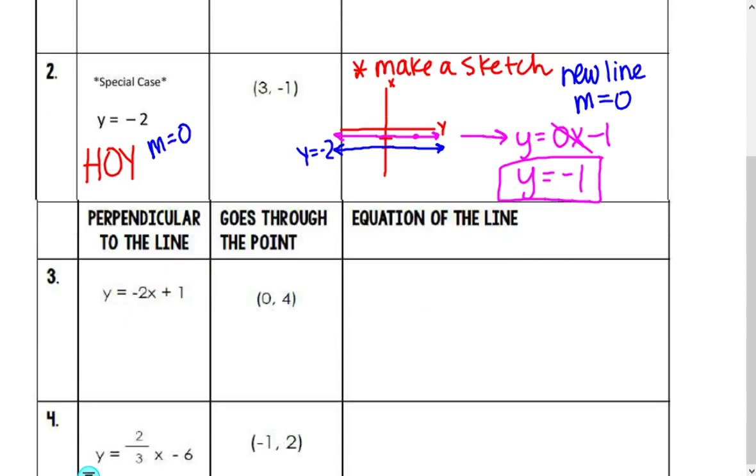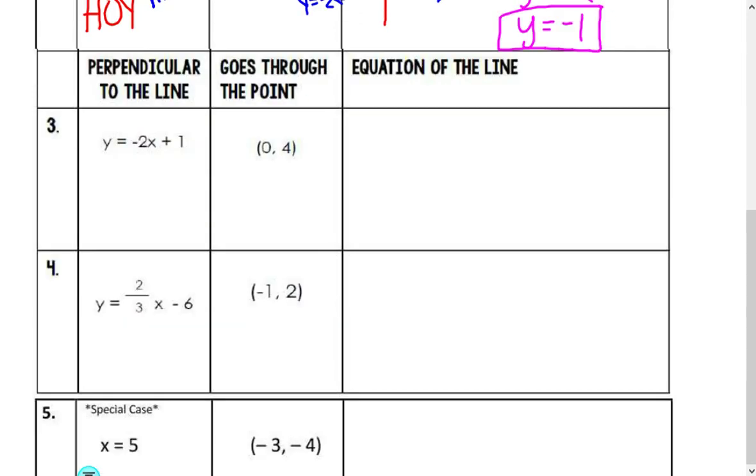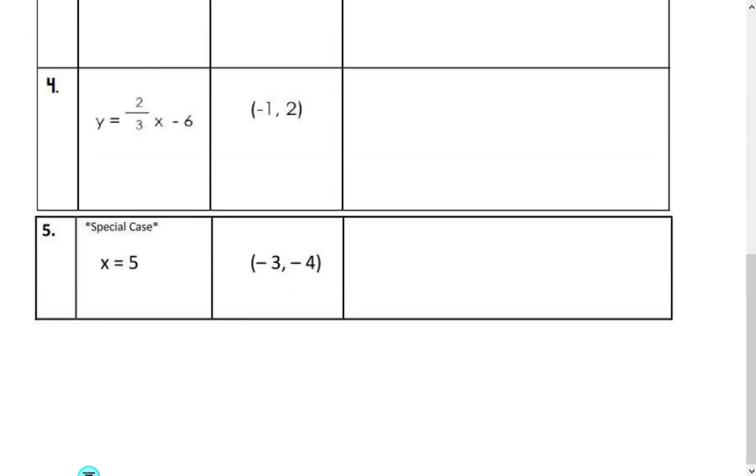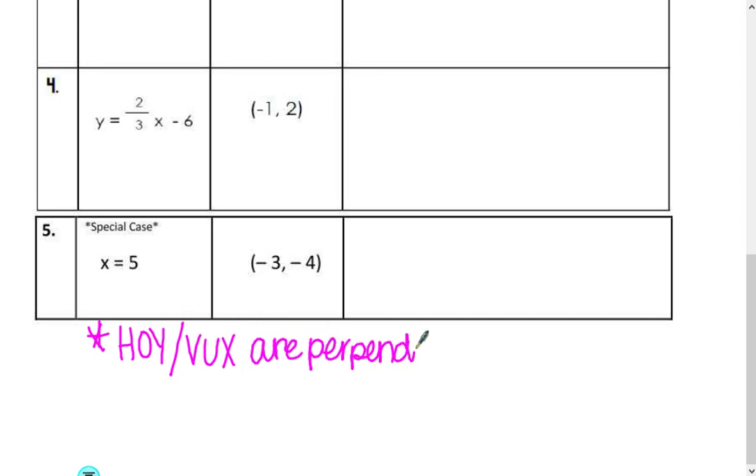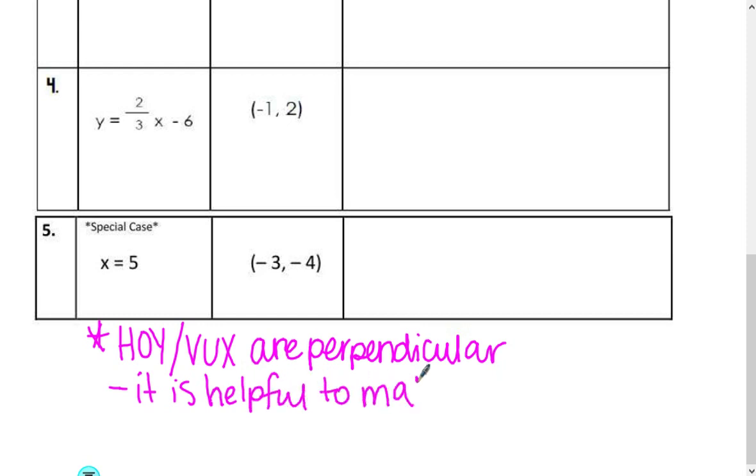Then we switch gears and we go to perpendicular. Figure out your perpendicular equations, and then again, here's my special case. Again, make a sketch. I'm going to let you guys try to figure this one out, but I want to make one last note here and just say that horizontal and vertical lines are perpendicular. And it is helpful to make a sketch for special cases.